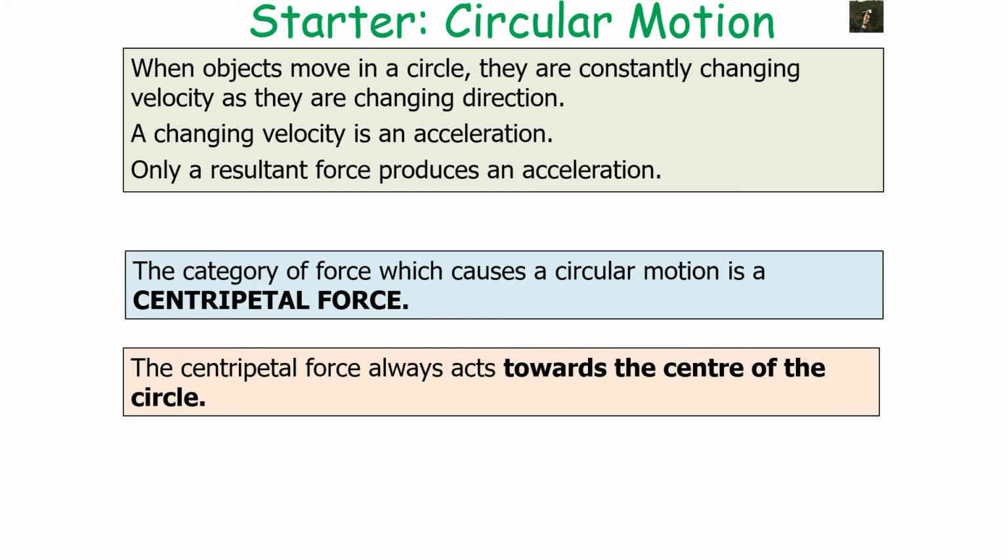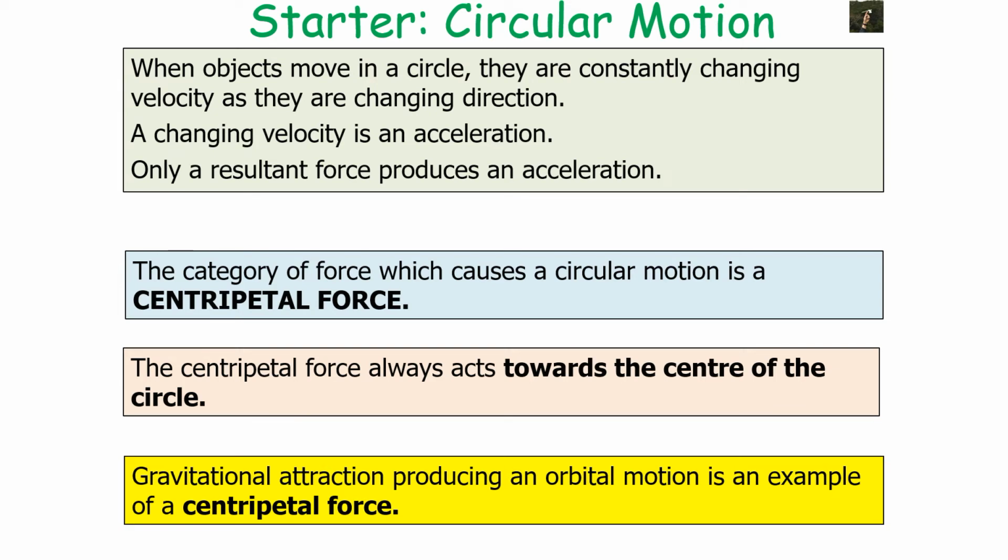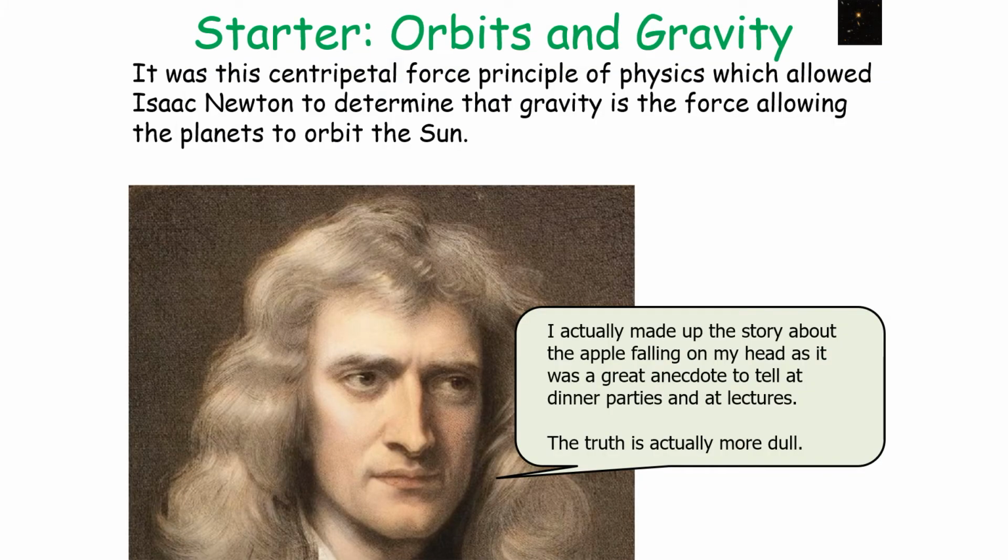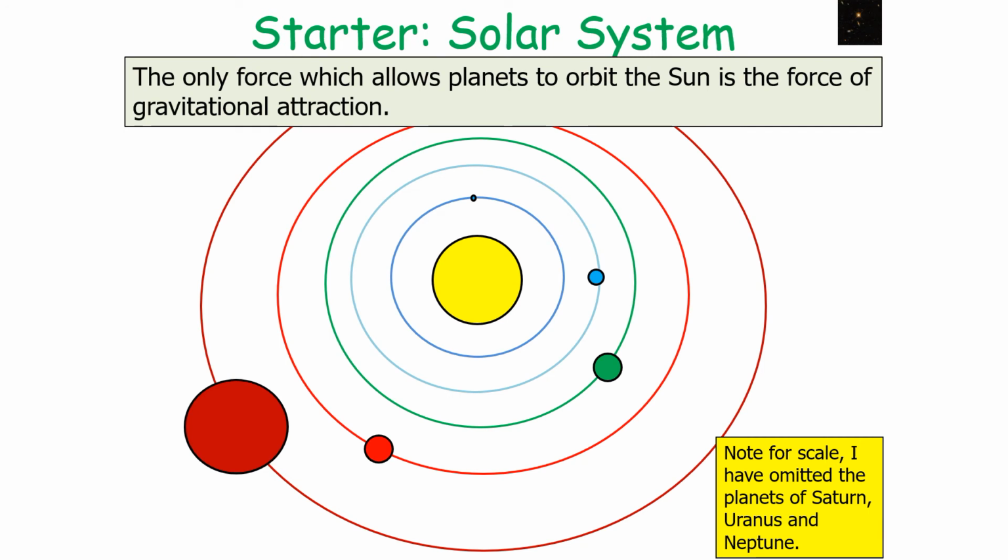The centripetal force always acts towards the centre of the circle, and so gravitational attraction producing an orbital motion is an example of a centripetal force. And it was this centripetal force principle of physics which allowed Isaac Newton to determine that gravity is the force allowing the planets to orbit the Sun. So the only force which allows planets to orbit the Sun is the force of gravitational attraction.